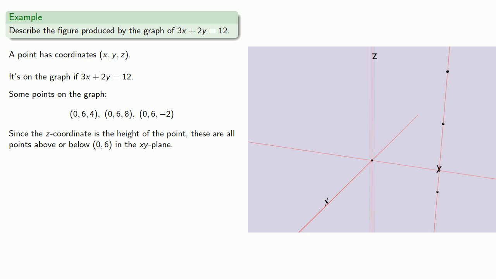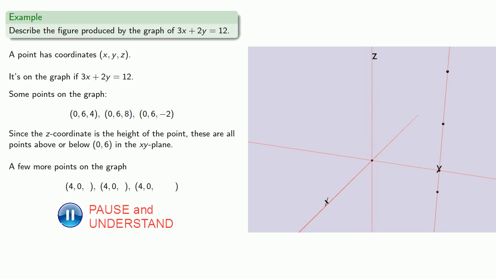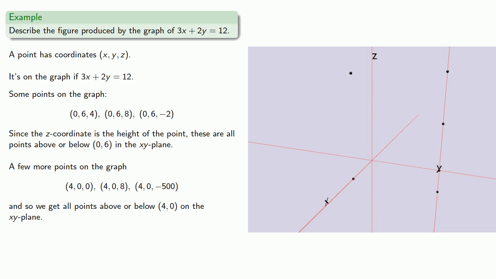How about a few more points? Well, if x is equal to 4 and y is equal to 0, then 3x plus 2y does in fact equal 12, and z could be anything at all. So a few more points on the graph are 4, 0, something. And we can pick our somethings. And so we get all points above or below 4, 0 on the xy plane. So we'll go 4 along x, 0 along y, and then up or down some amount.